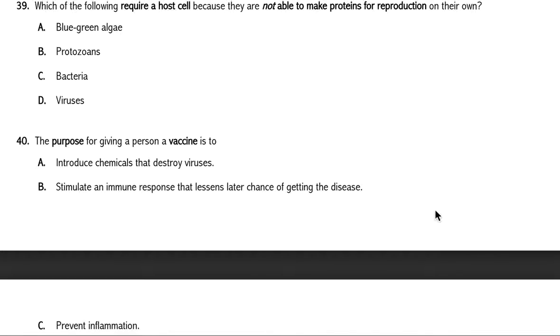Question 39. Which of the following require a host cell because they are not able to make proteins for reproduction on their own? A. Blue-green algae, B. Protozoans, C. Bacteria, D. Viruses.